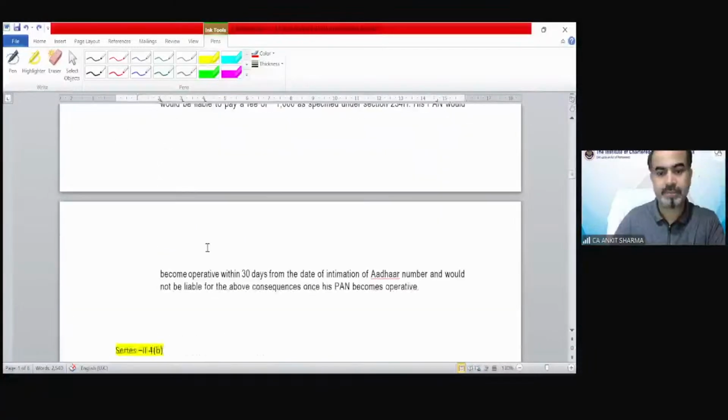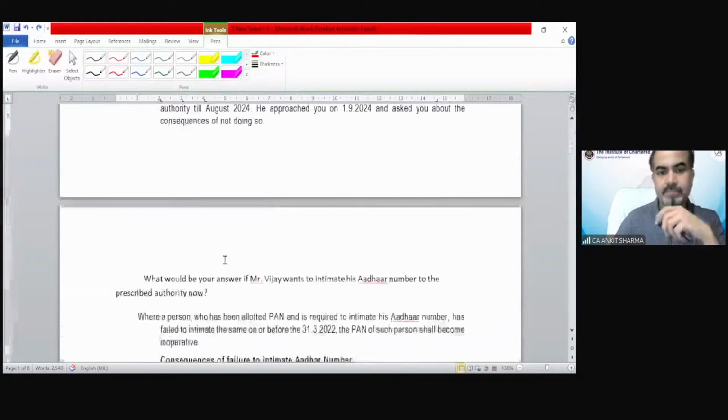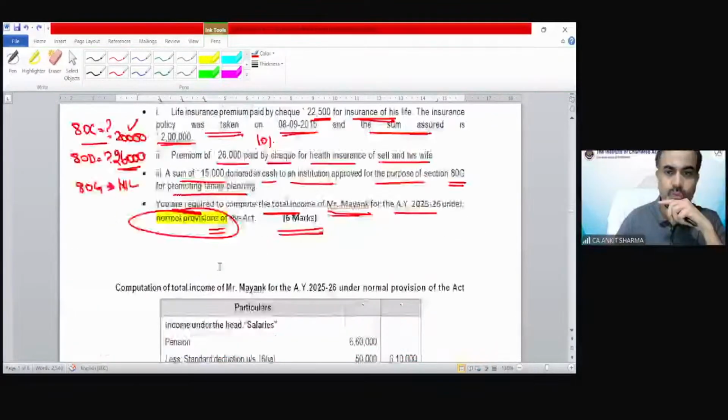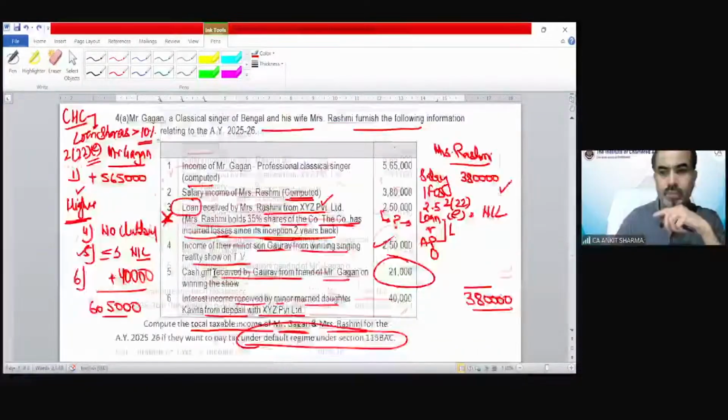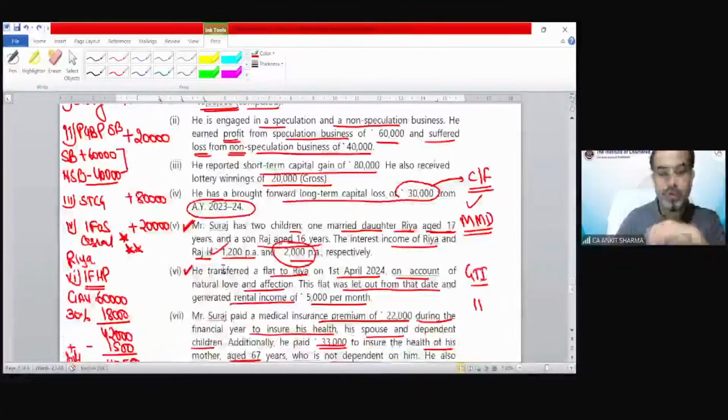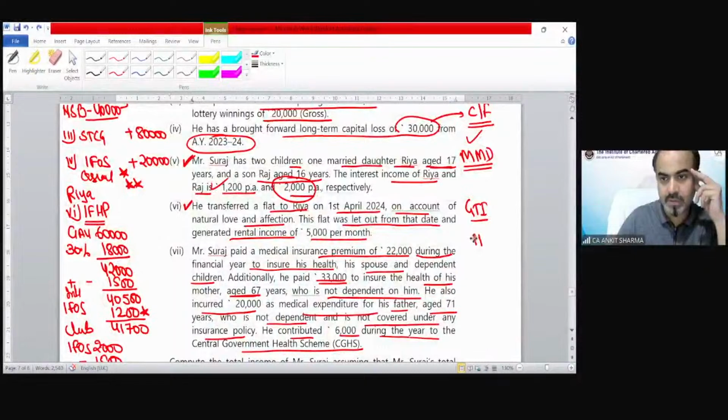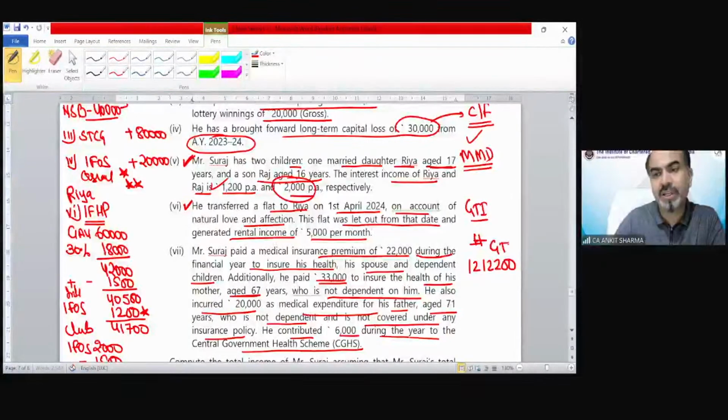Just a second. It would be 12 lakh something. Just a second. This would be 12 lakh 200. This would be my GTI. Now the deduction part comes into play under section 80D. So how much would be the deduction in this case under section 80D?